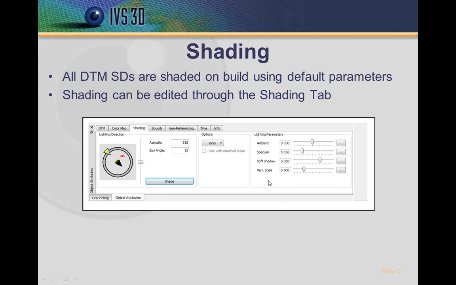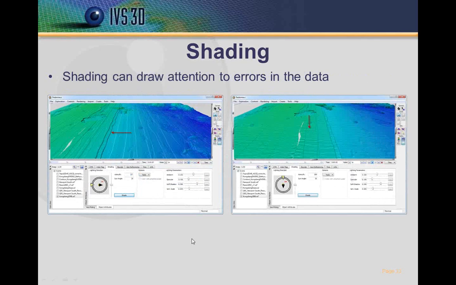You can edit them and choose whichever option you want by going to the Shading tab, changing these options, and hitting the Shade button. Shading is really important. It can really make or break your data. If you have good data, it will probably look nice no matter how it's shaded. If you had some problems in your data collection, then the way that you choose to shade it can make it appear much worse than it actually is.